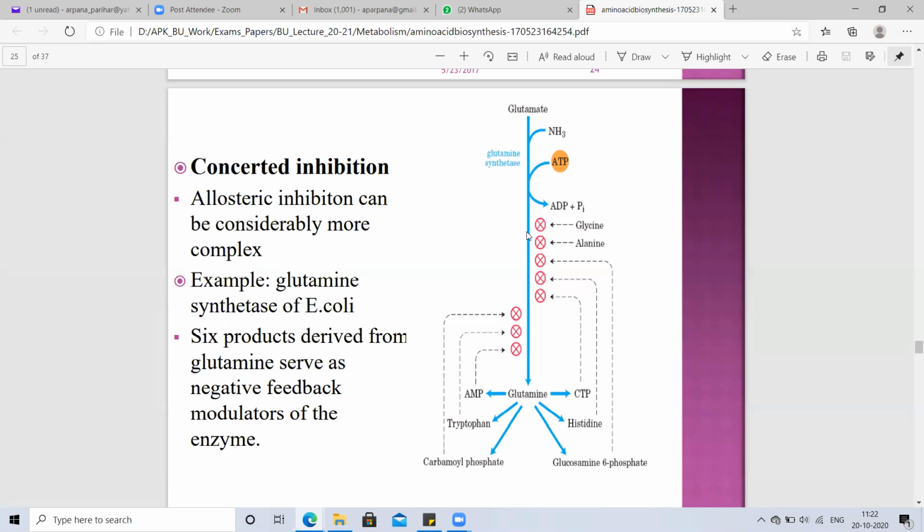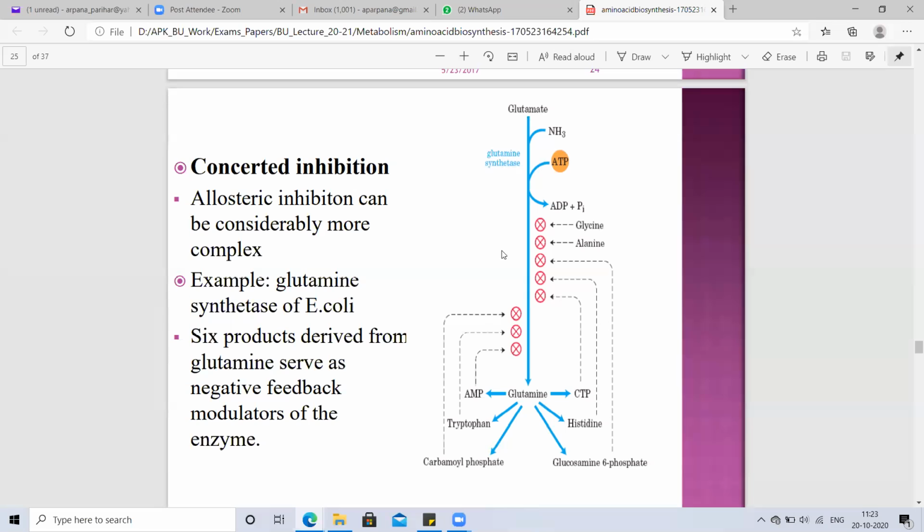So remember what it means: concerted means the pathway is the same. Here glutamate is converted into glutamine in the presence of the enzyme glutamine synthetase, but the same enzyme is inhibited by 6 byproducts: AMP, CTP, tryptophan, histidine, carbamoyl phosphate, and glucosamine 6-phosphate.